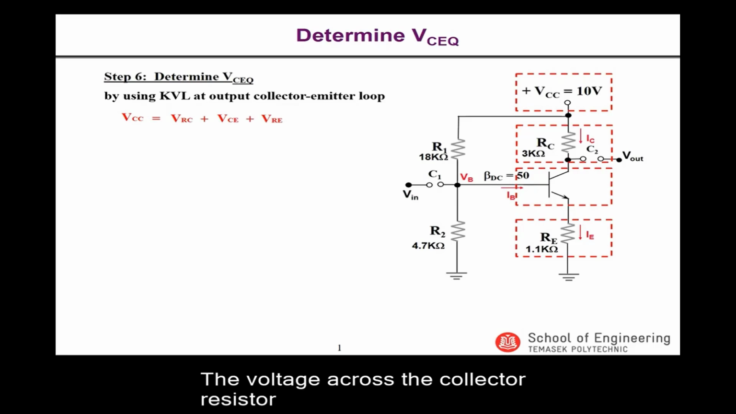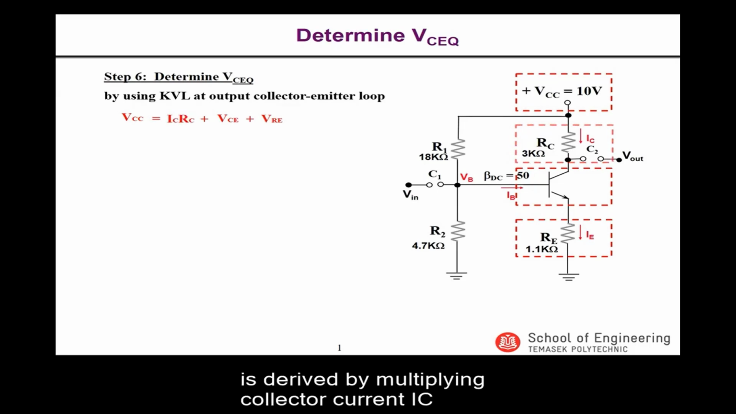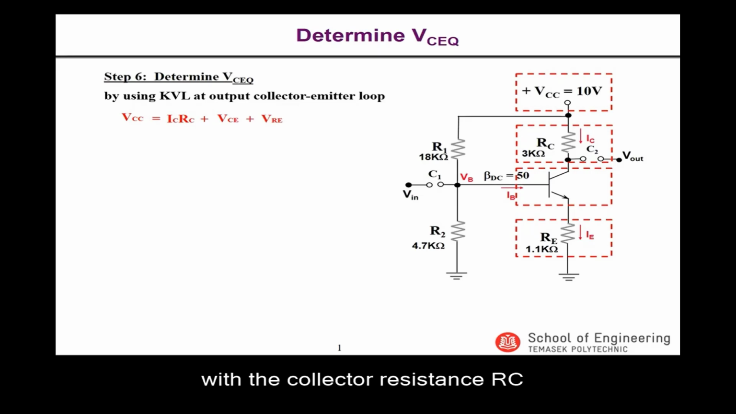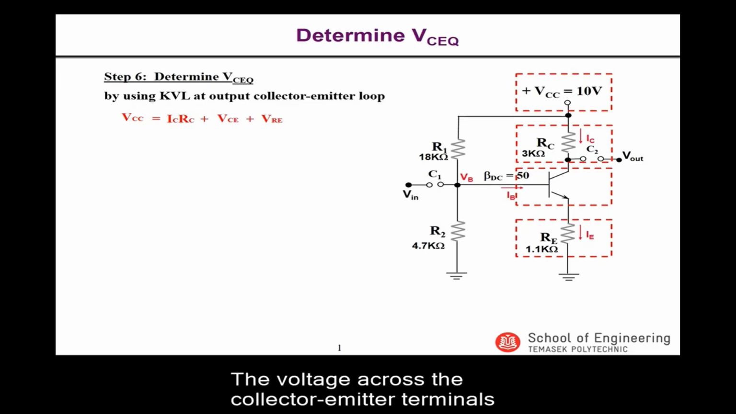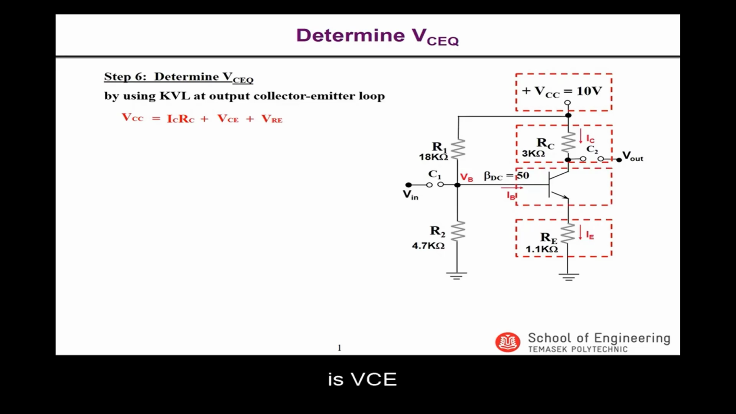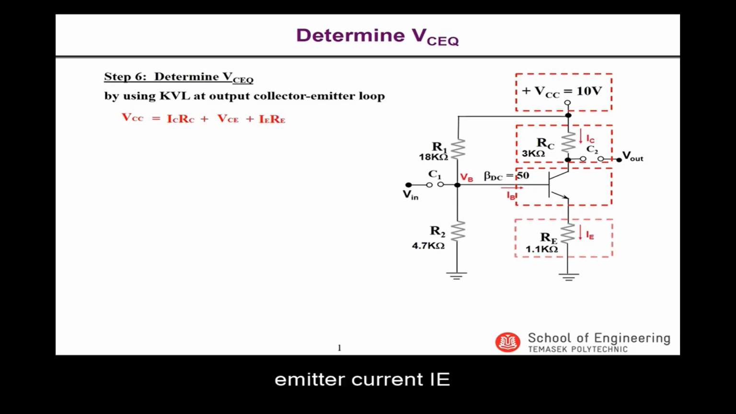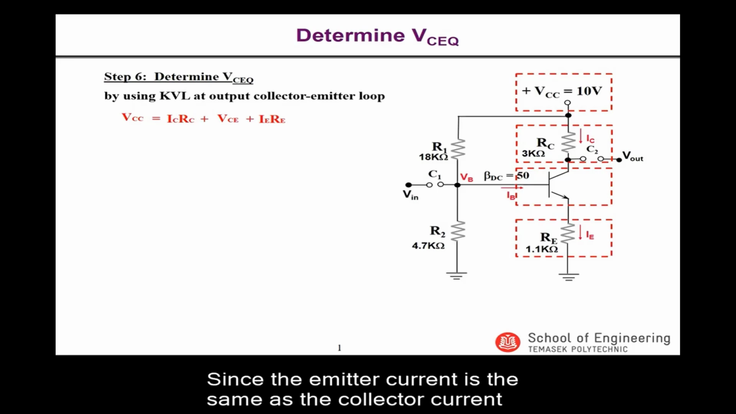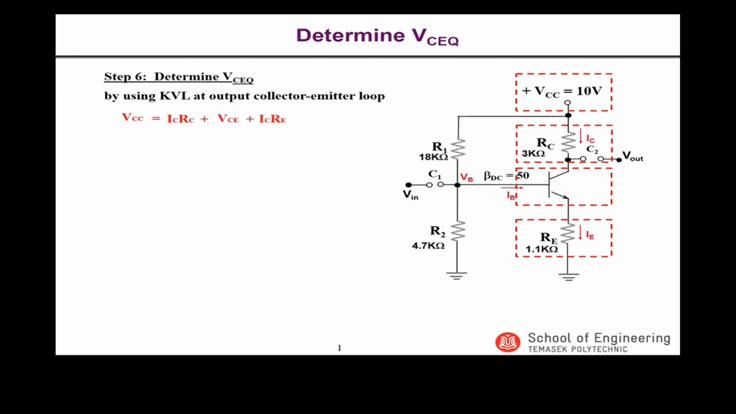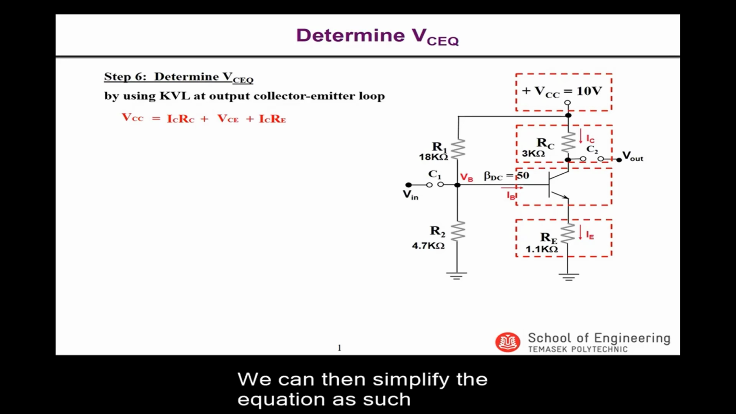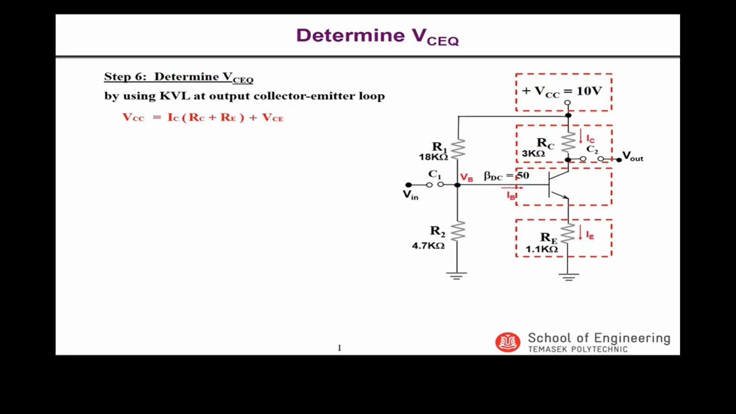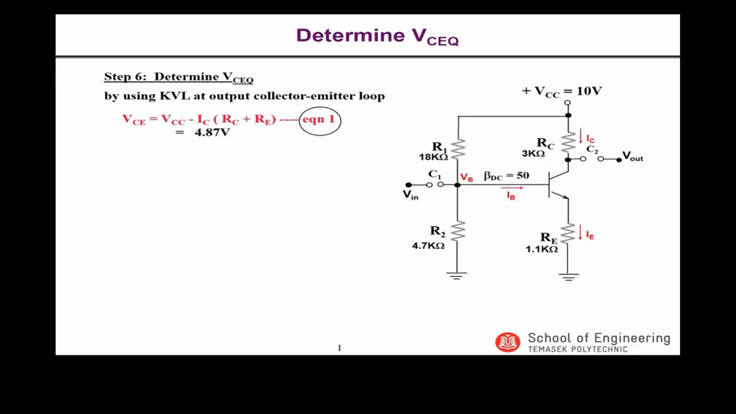The voltage across the collector resistor is derived by multiplying collector current IC with the collector resistance RC. The voltage across the collector emitter terminals is VCE. And the voltage across the emitter resistor is derived by multiplying emitter current IE with the emitter resistance RE. Since the emitter current is the same as the collector current, we replace it with IC. We can then simplify the equation as such. To find VCE, we rearrange the equation in terms of it like this.